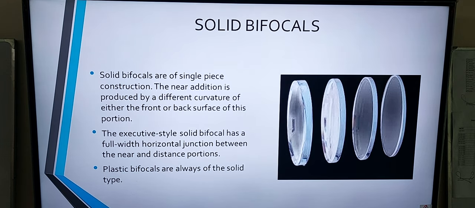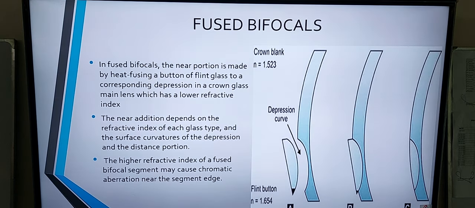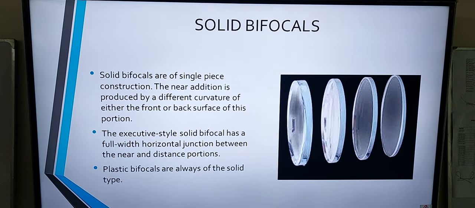Finally, we have the solid bifocals. Here, the near addition is produced by a different curvature of either the front or back surface of this portion. So, in the previous fused bifocals, we said that the near correction is from the difference of the refractive index, whereas in the solid bifocals, the near correction is applied using a different curvature of the lens.